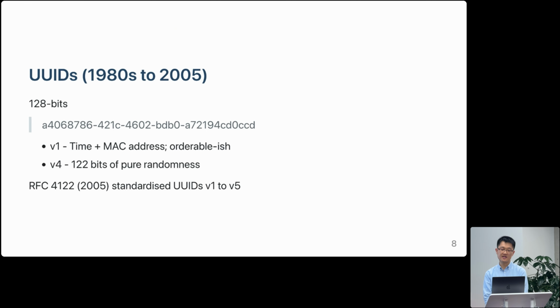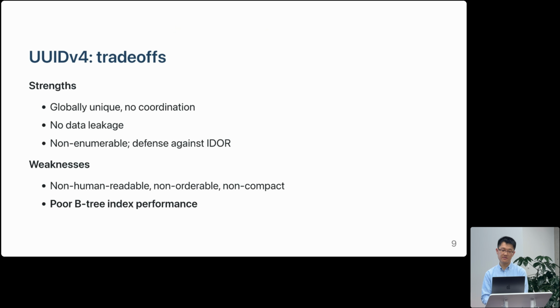In the 1980s there was version 1, but the most common version that people use is version 4, which is just 122 bits of pure randomness. There's 6 bits for version and variant. It wasn't until 2005 that an RFC standard was published that standardized all the versions of UUIDs up to version 5. I want to talk about version 7 next. Oh no, some slides about version 4 first.